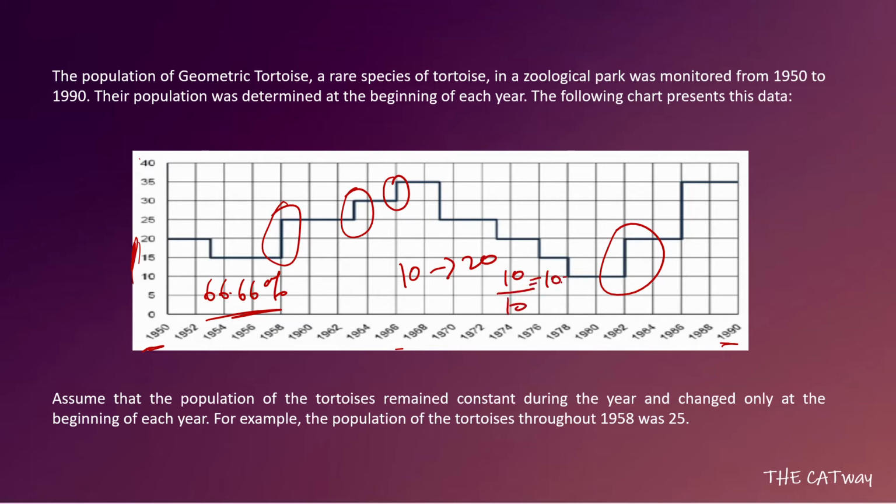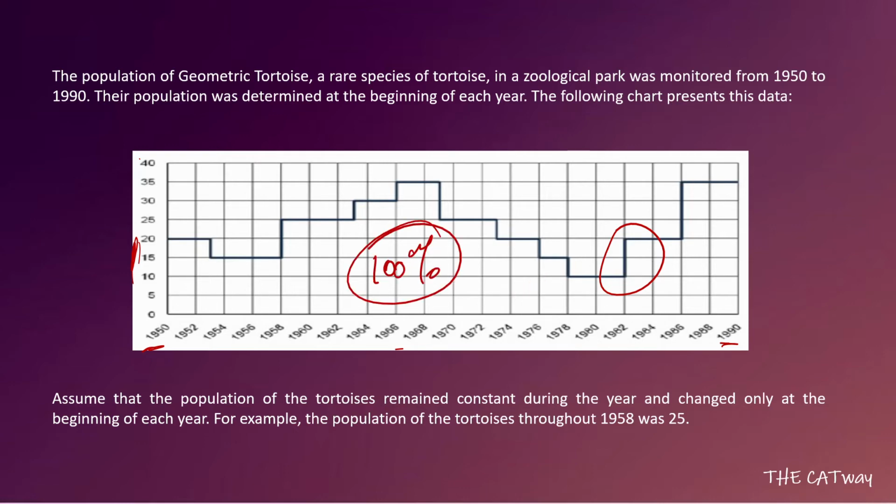That means a 100% increase happened. Okay, so now we can remove this 66.66% because that is irrelevant for us, and now we have our highest increase, that is the increase of 100%. Okay, so we have a 100% increase.